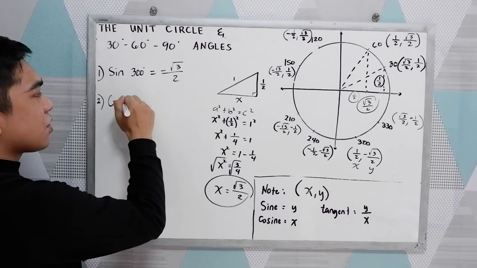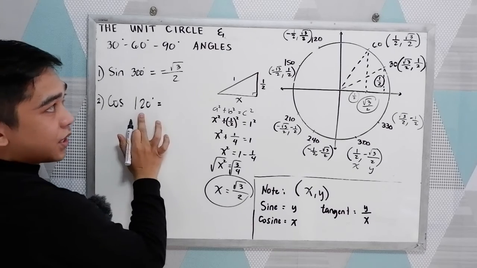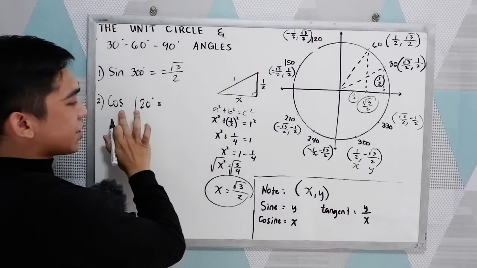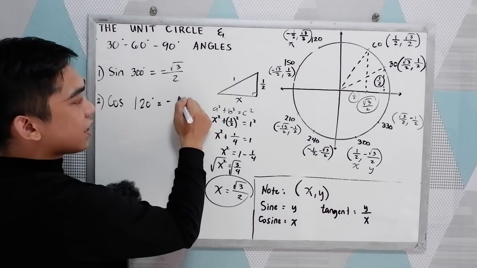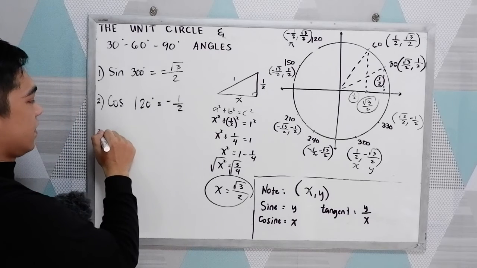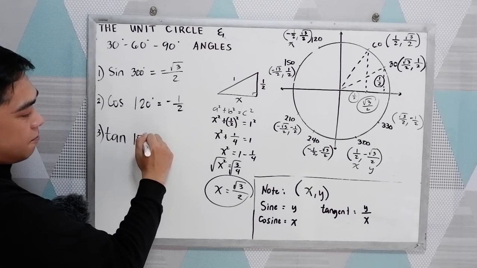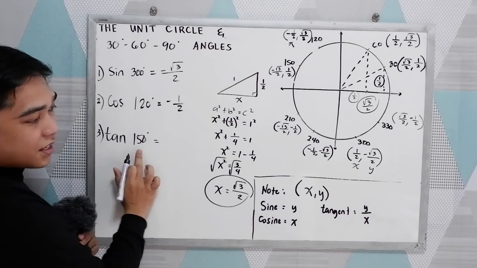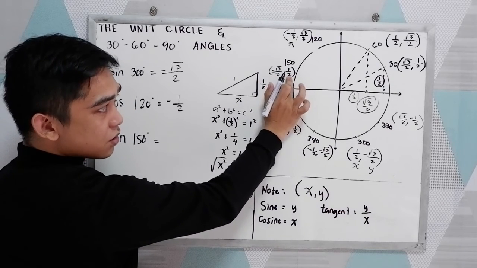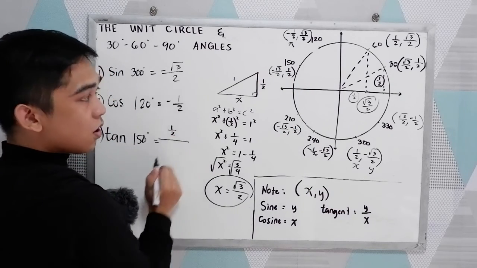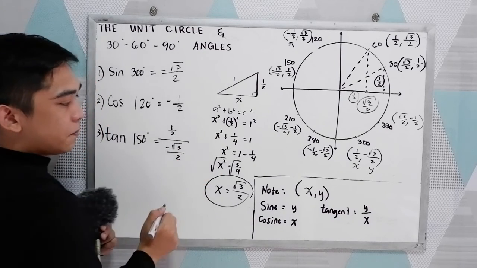Second, let's say we have cosine 120. Locate 120, cosine is x, so x, we have negative 1/2. Let's say we have to find tangent 150. So tangent is y over x. So locate 150, our y is 1/2 all over x, negative square root of 3 over 2.